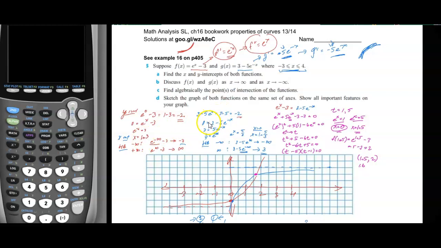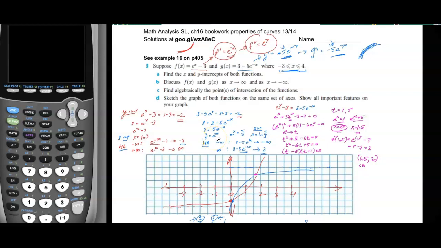What about the x-intercept for the blue function? So we put 0 equals 3 minus 5e to the negative x. We put 0 in for y, right? Then we want to isolate the e to the negative x, so we put the negative 5e to the negative x on the other side, and so we have 3 equals 5e to the negative x. Then we want to further isolate e to the negative x, so we divide both sides by 5, so we get 3/5 equals e to the negative x.